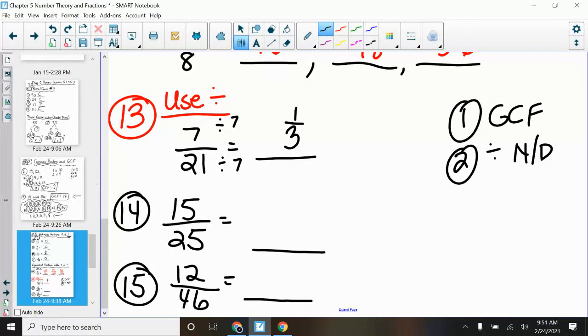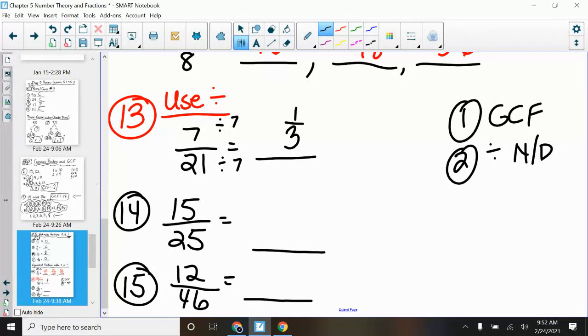One, 2. All right, keep going. 3, 4, 6 and 12. Excellent. Okay, those are the factors for 12. So the factors for 46. 46 isn't a number that we see a whole lot, is it?